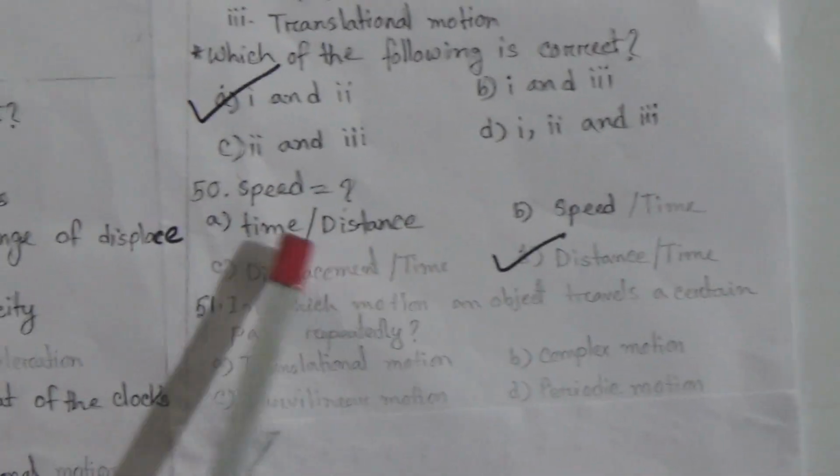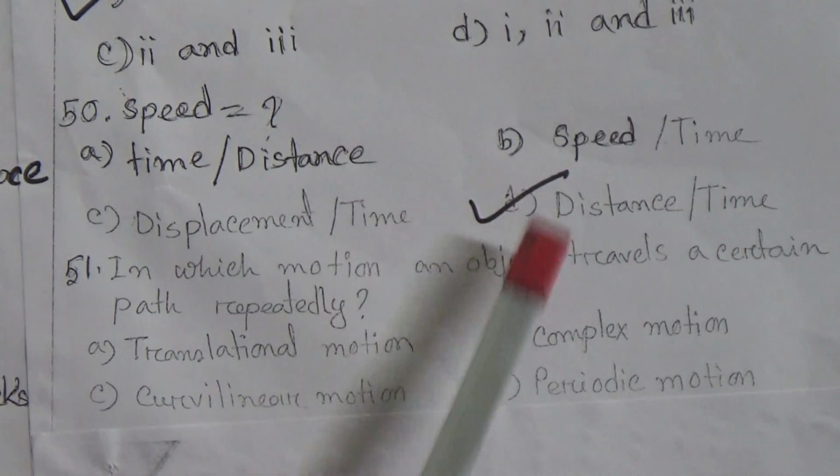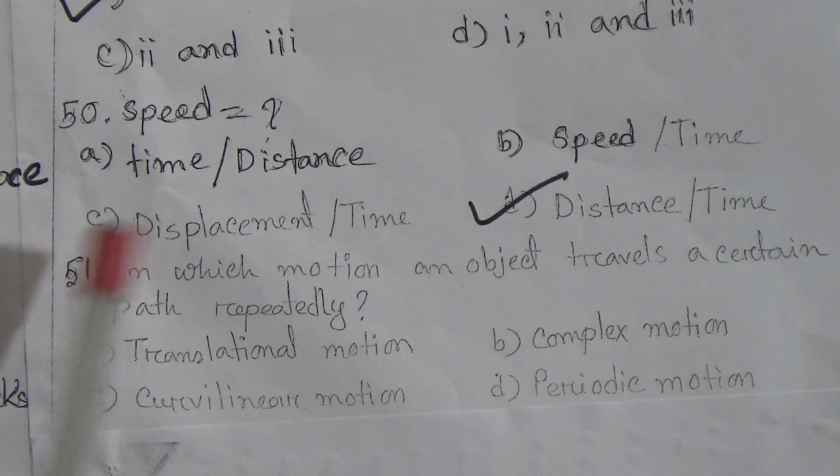Dear students, I am repeating again, the formula of speed is distance divided by time. So our correct answer is option D. Put a tick mark on option D.